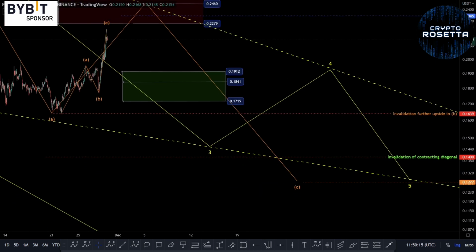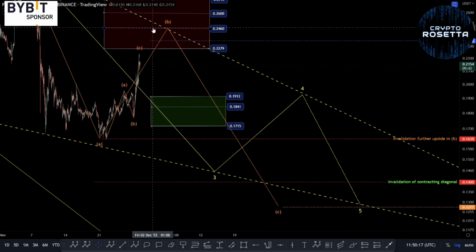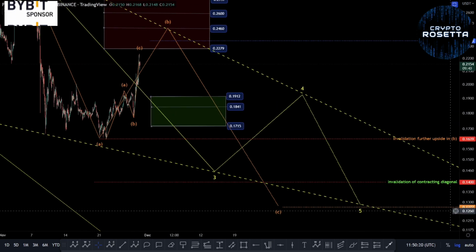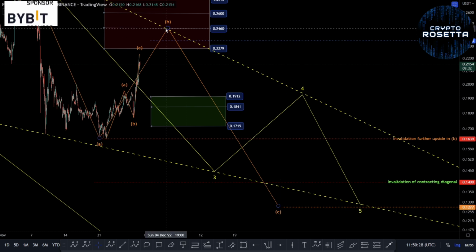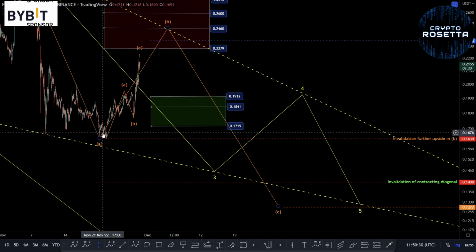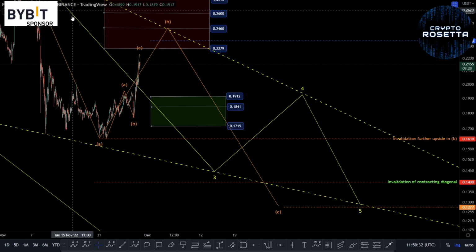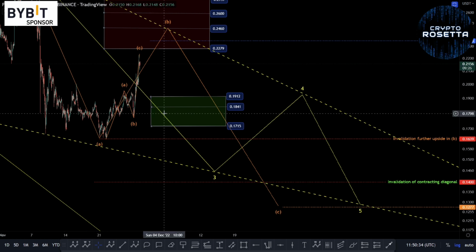But currently, if we go from the 0.16618 area, 1 to 1 would bring us down to this 0.1277 area, though this would invalidate the contracting diagonal. So if we had to see a move like that, then we'd have to start looking at this slightly differently. It would invalidate this potential here, and there's probably something else going on.